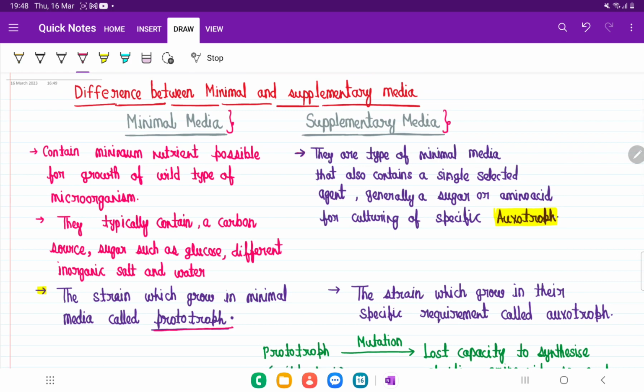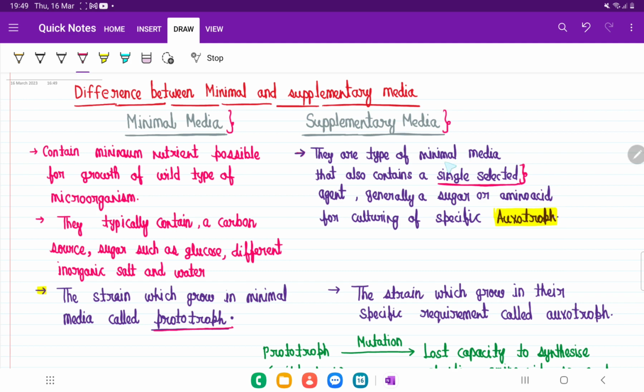Another type of media is called supplementary media. In this supplementary media, we will use one selective agent, a specific agent we will use, right? And the microorganism will grow exclusively in the presence of that particular supplement, right? So now the question is, as compared to wild type, this other type of microorganism, why does it need additional things, right or not?